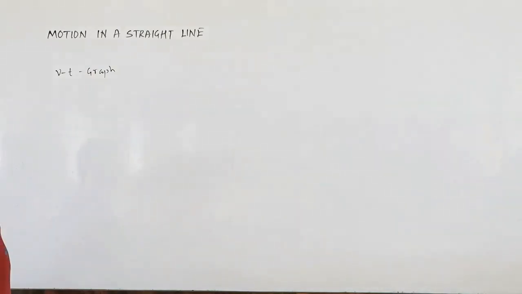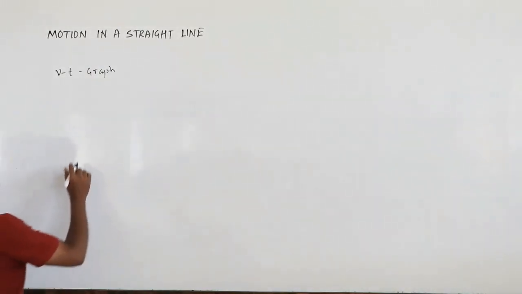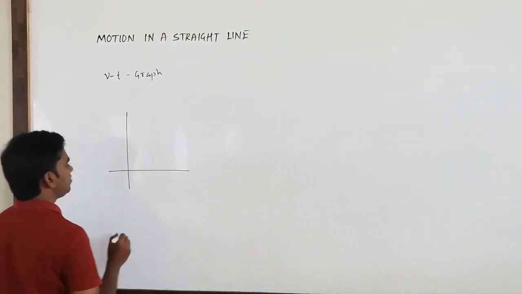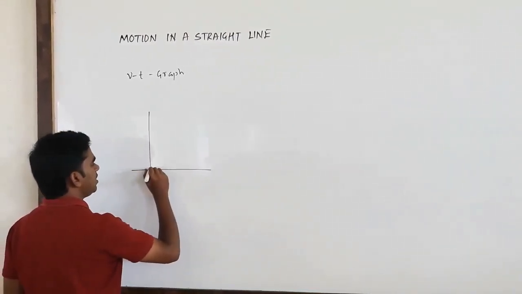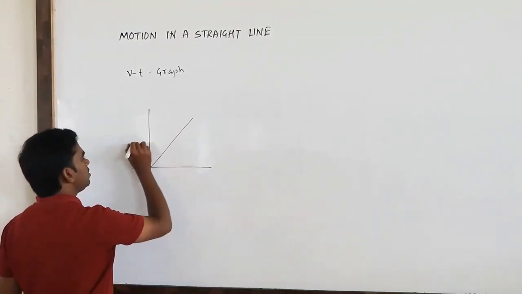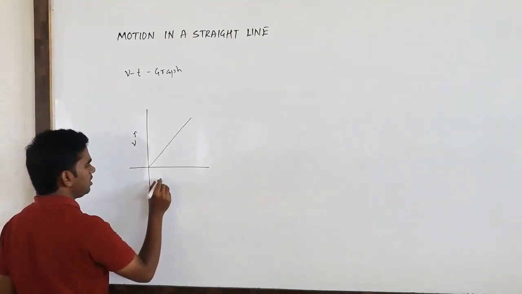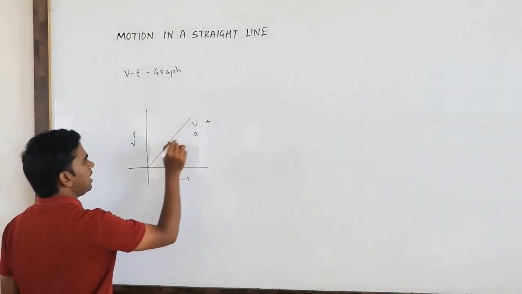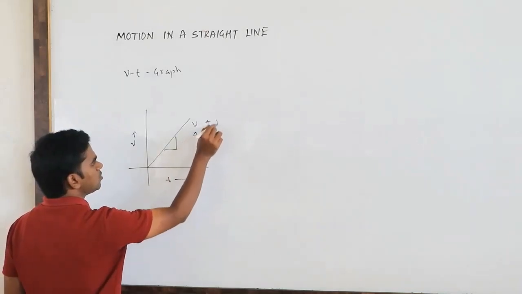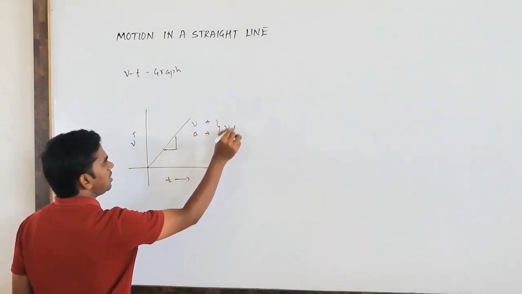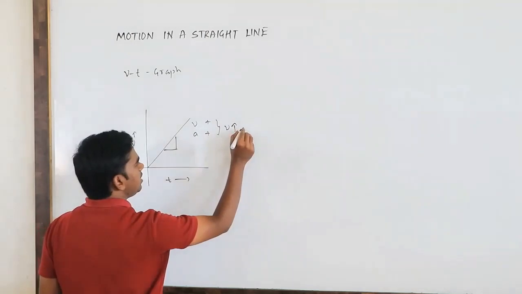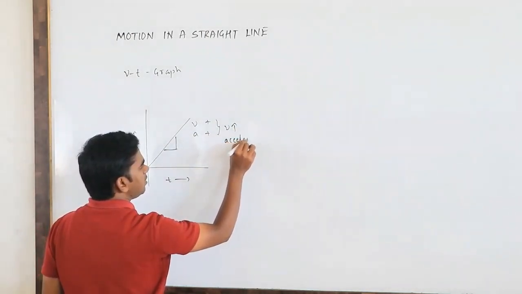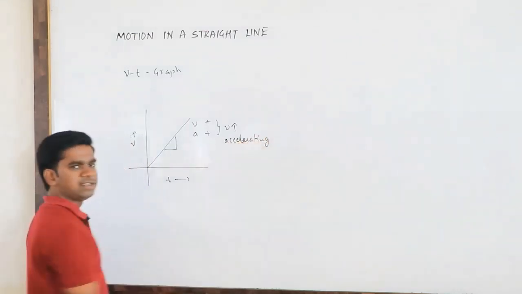We have discussed the sign of slope and velocity. Suppose you have a graph like this, where this is velocity and this is time. Suppose here velocity is positive, and acceleration, that is the slope, is also positive. So what you can say is velocity is increasing, or you can say the body is accelerating.